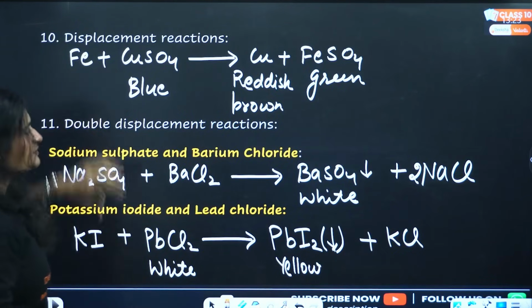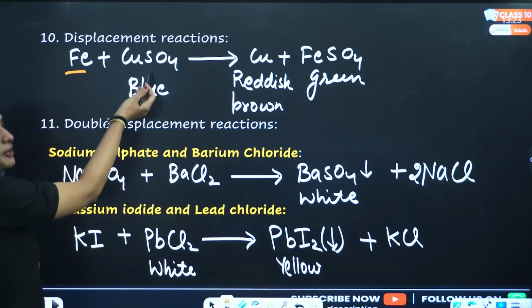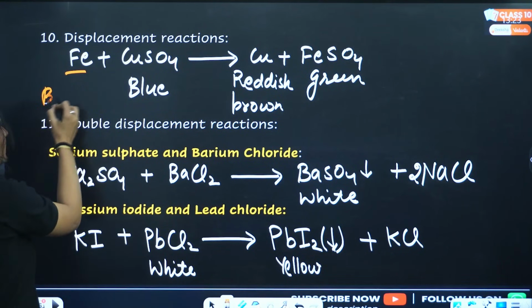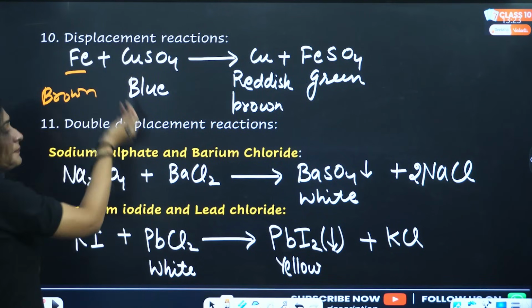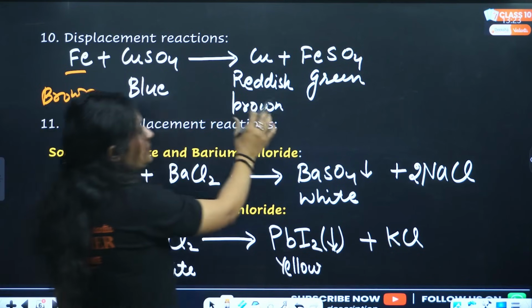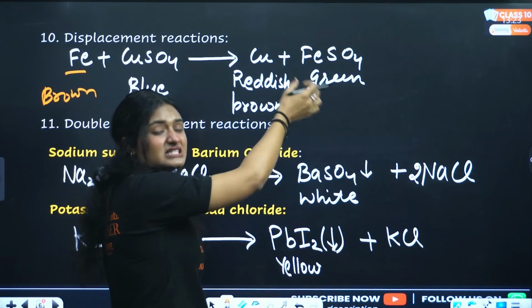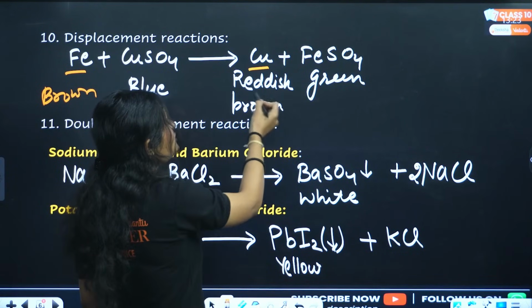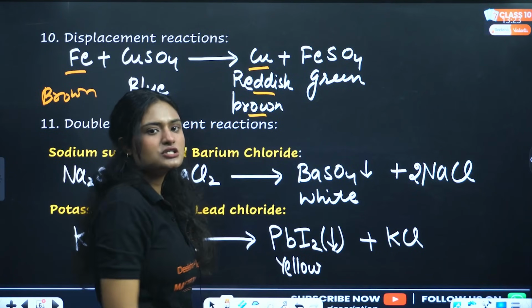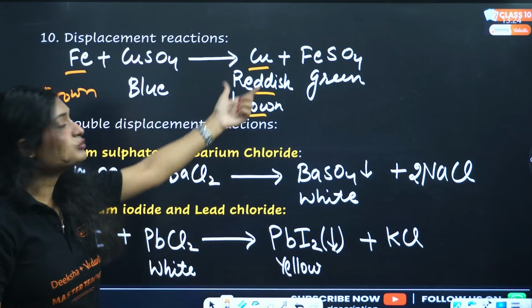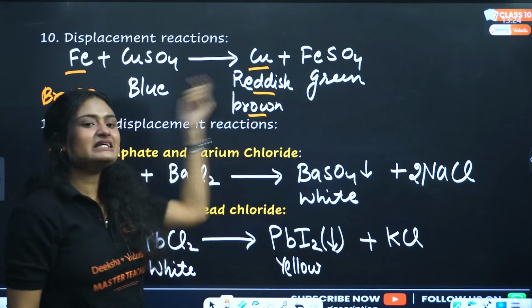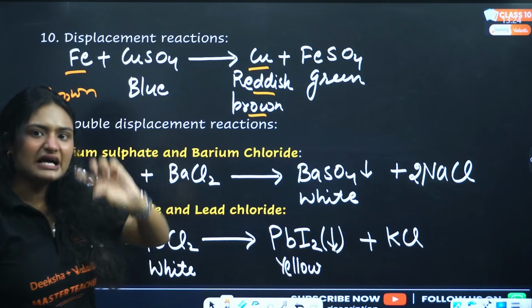Next is displacement reactions. Iron combines with copper sulfate. Now iron is brown in color actually, and copper sulfate is blue in color. When the reaction happens, we get iron sulfate which is green in color, and copper which is reddish brown in color. Okay, so sometimes you get a brown deposition on the iron plate.